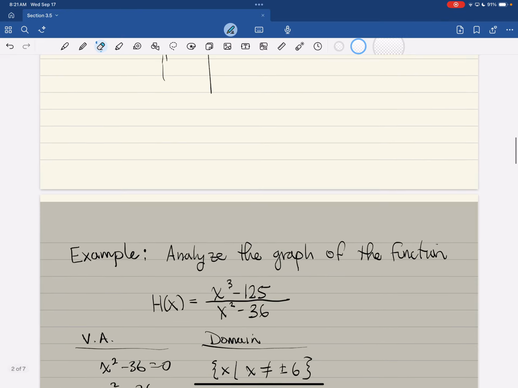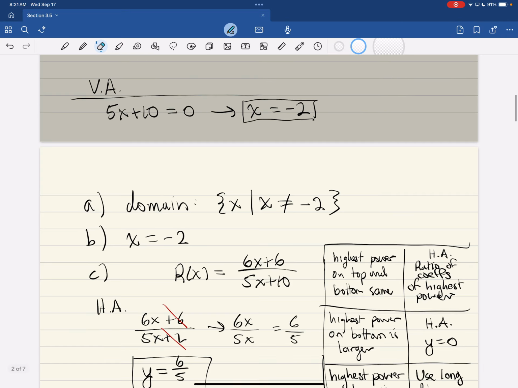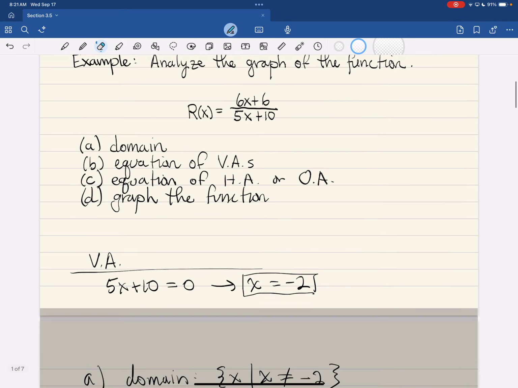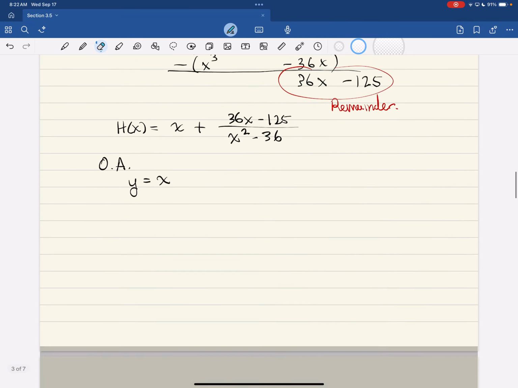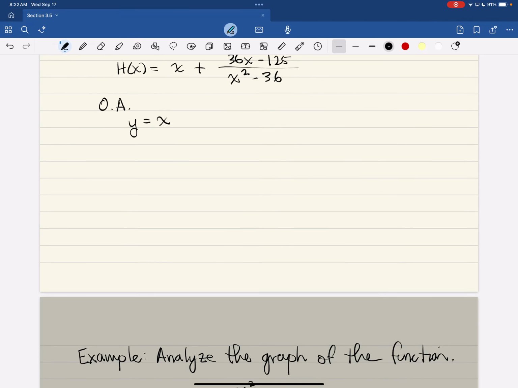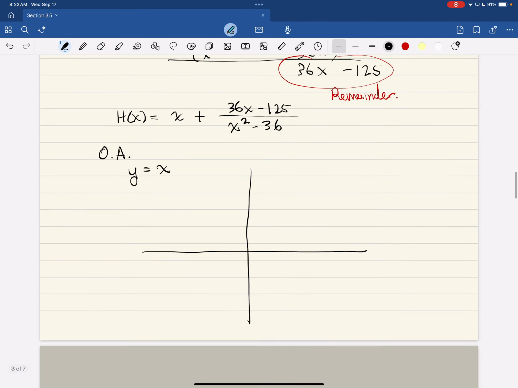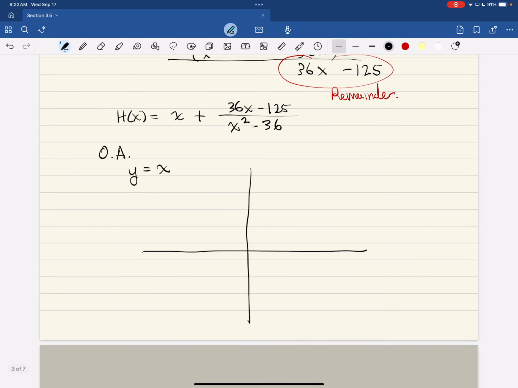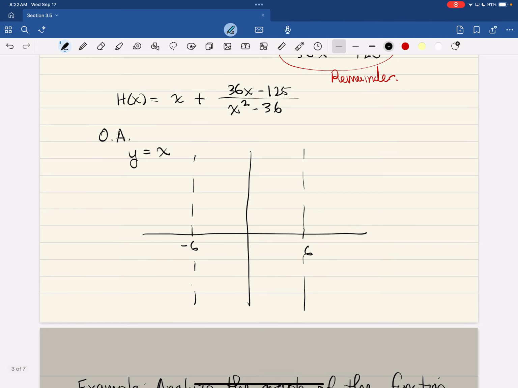All right, and then what else did it ask for on these? It was just make a graph of the function. Okay, so now what we need to do is we'll draw our vertical asymptotes. Those were where? -6 and 6? And then we have our oblique asymptote is the line y equals x, so that's just going to look like that.